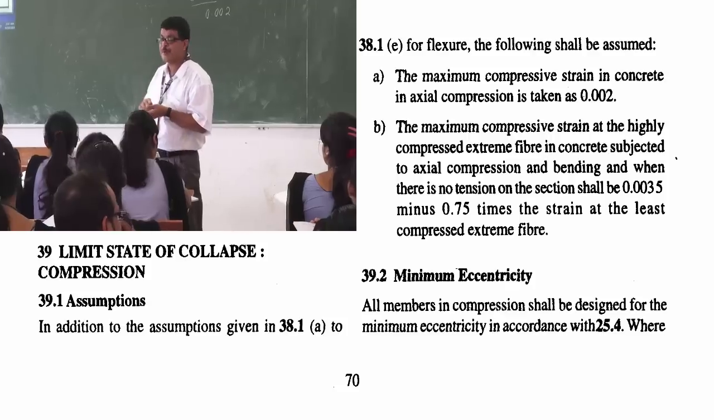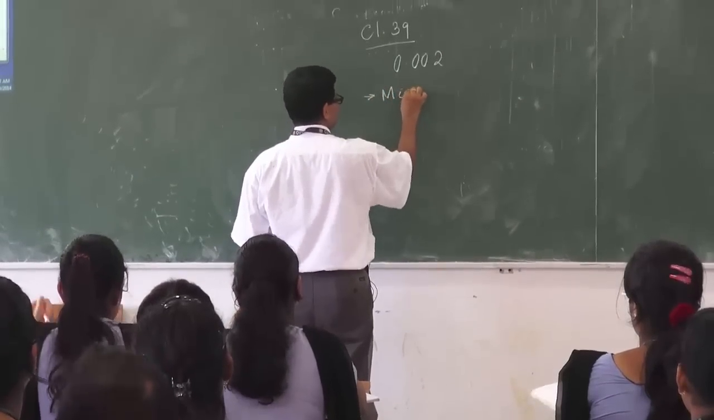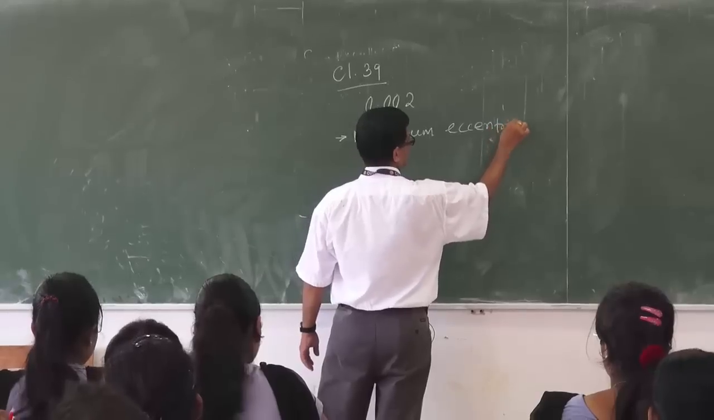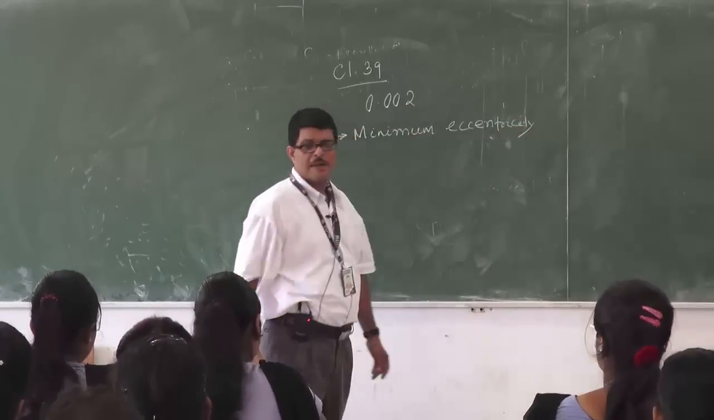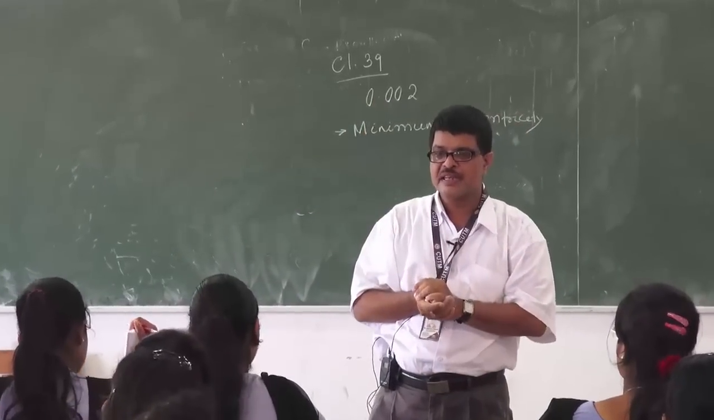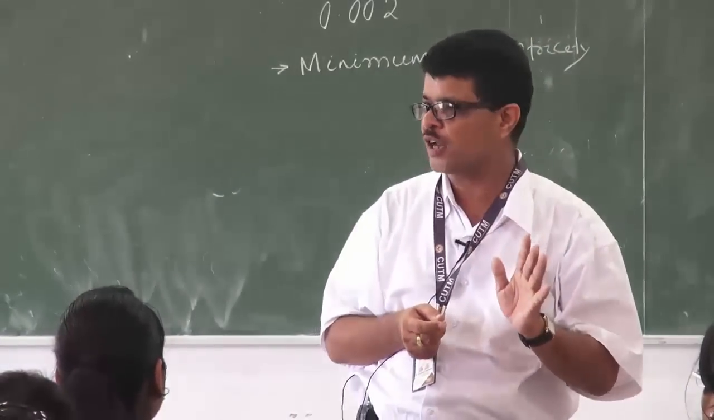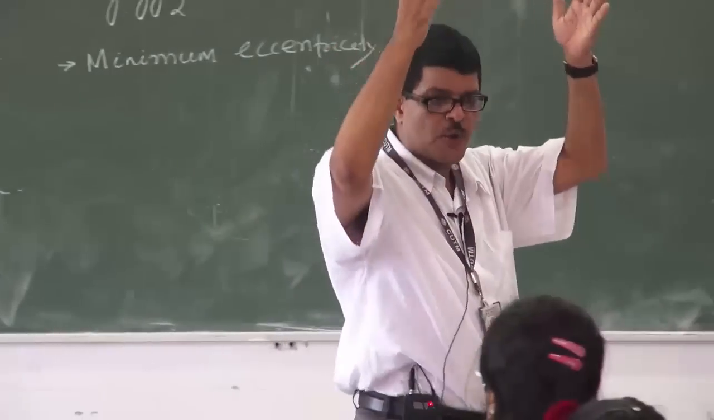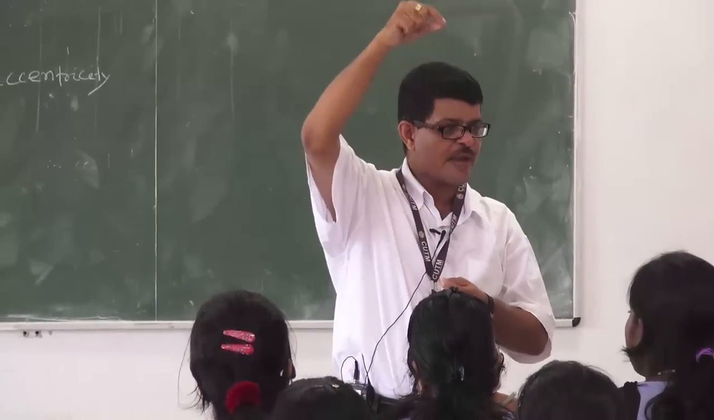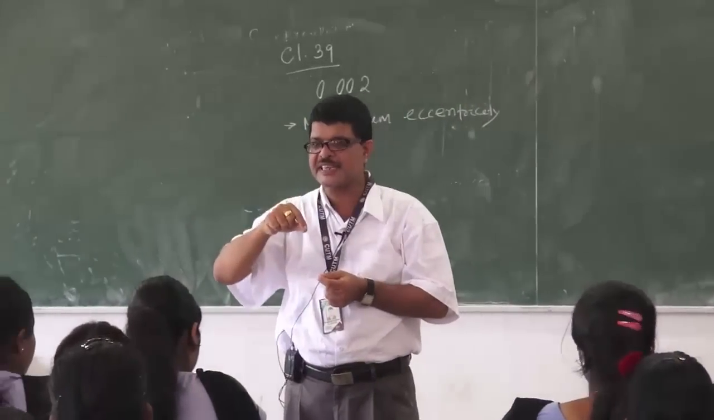Now then we come to minimum eccentricity. What is minimum eccentricity? Suppose you think, what does axial load mean? The line of action of the load and the CG line of the column coincide. That is the meaning of an axially loaded column. Axially loaded column means you have a center of gravity line of the column and a line of action of the load, and the two coincide. That is called axially loaded.